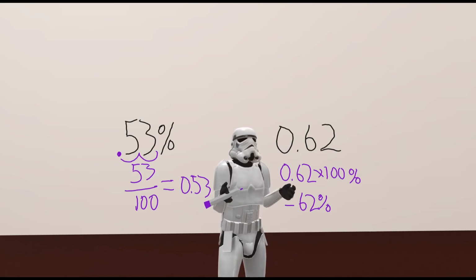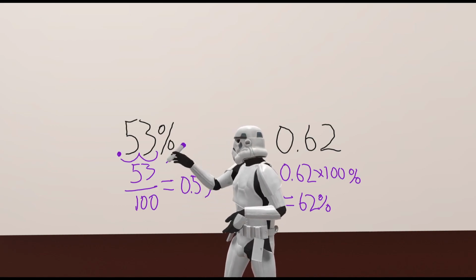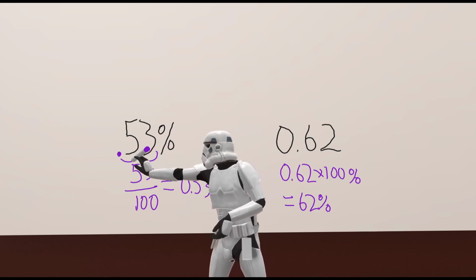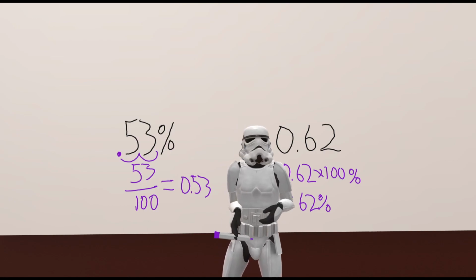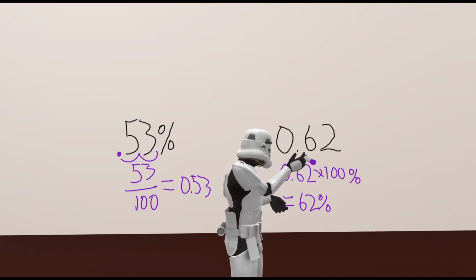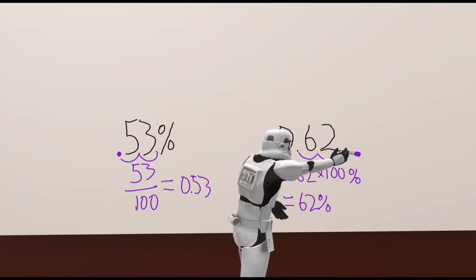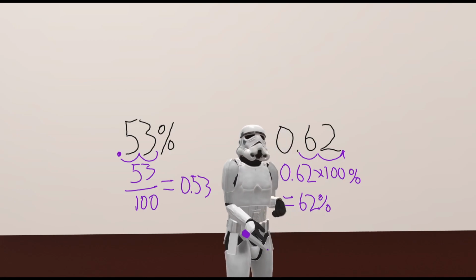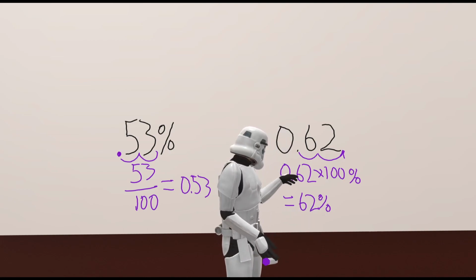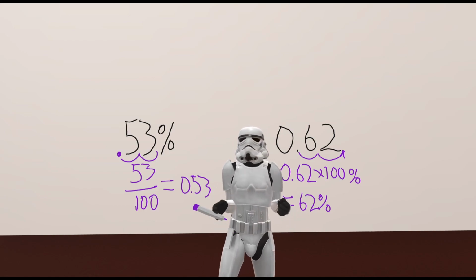Now again, you might notice that there's a bit of a trick. So over here, we move the decimal point 2 spaces that way. So over here, because this is the opposite, we're going to move it in the other direction. 1, 2. So the decimal point is going to be over here. So 0.62 is the exact same as 62%.